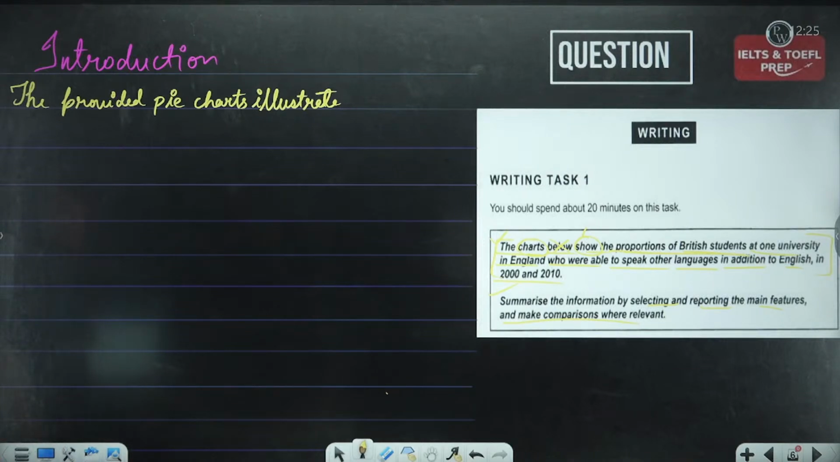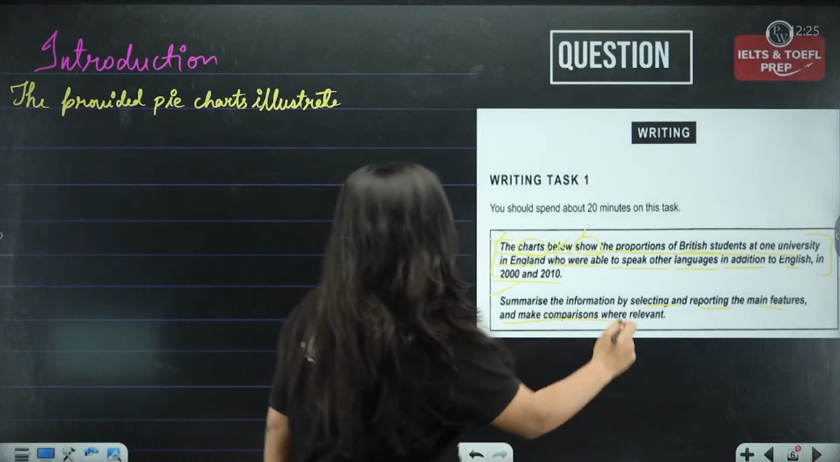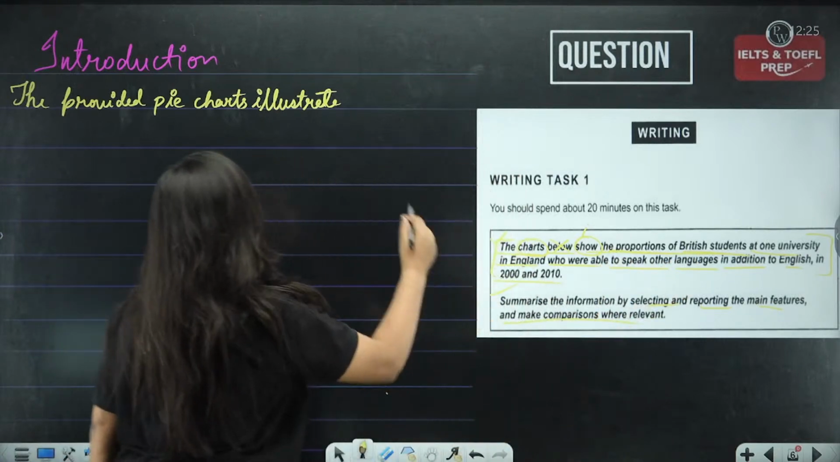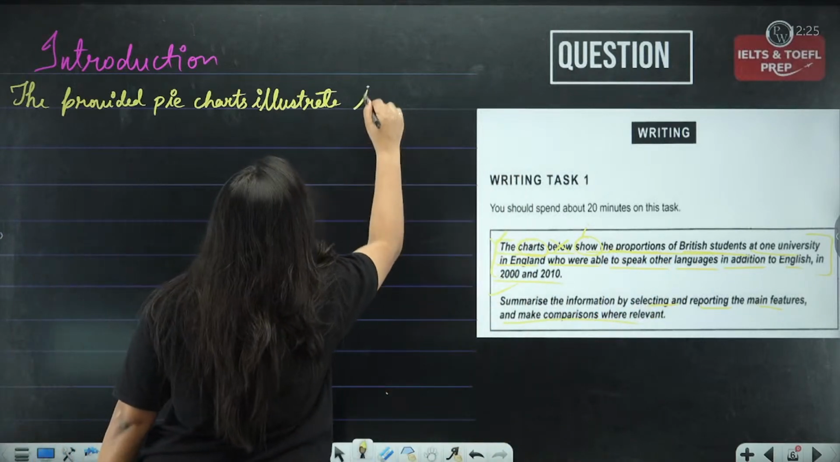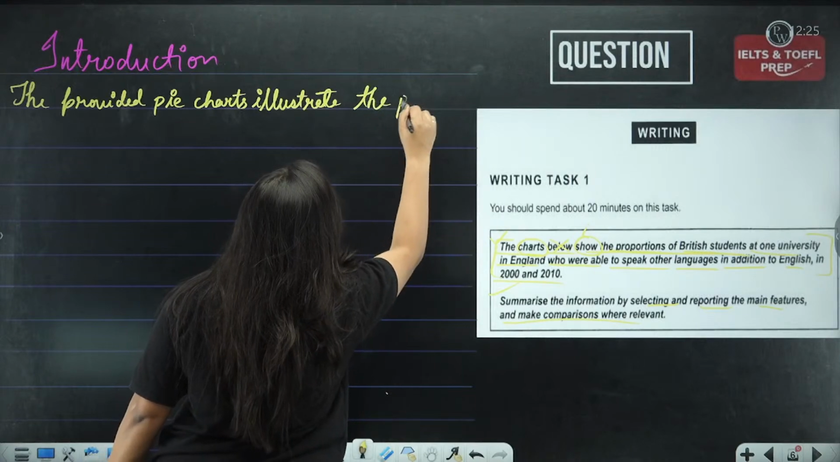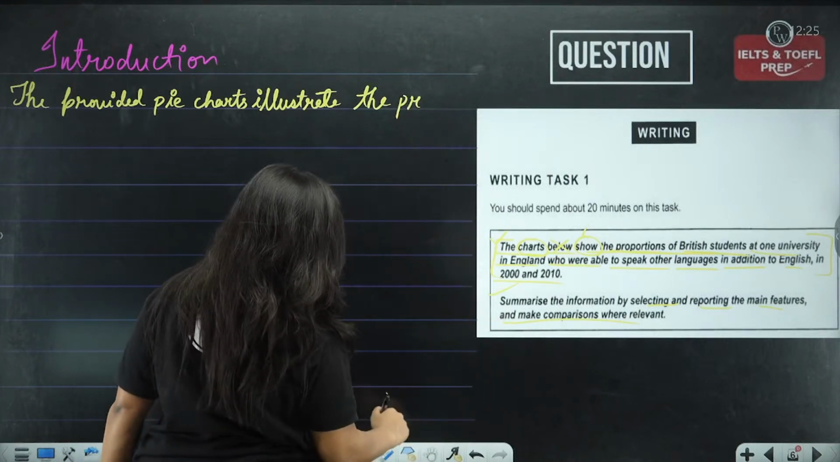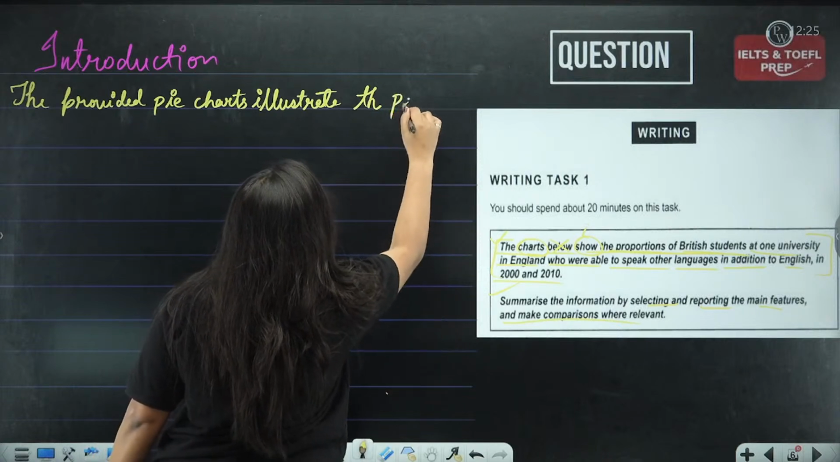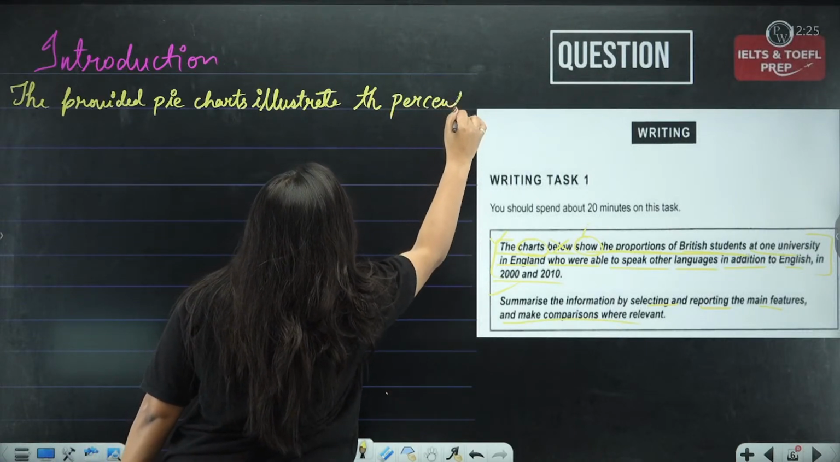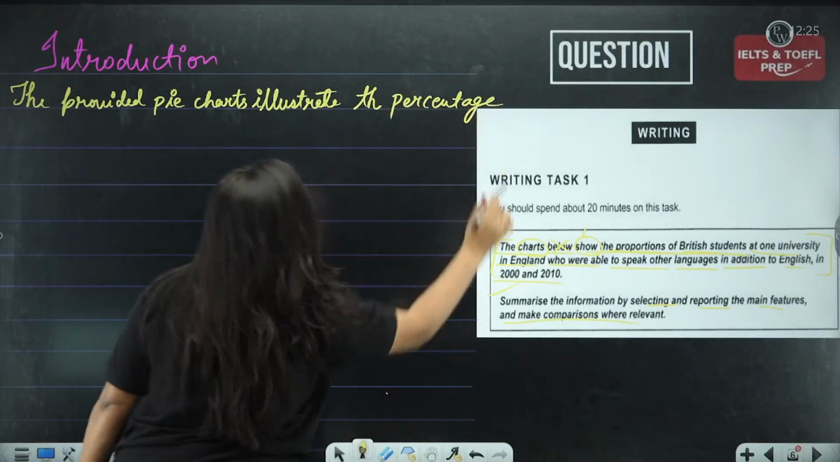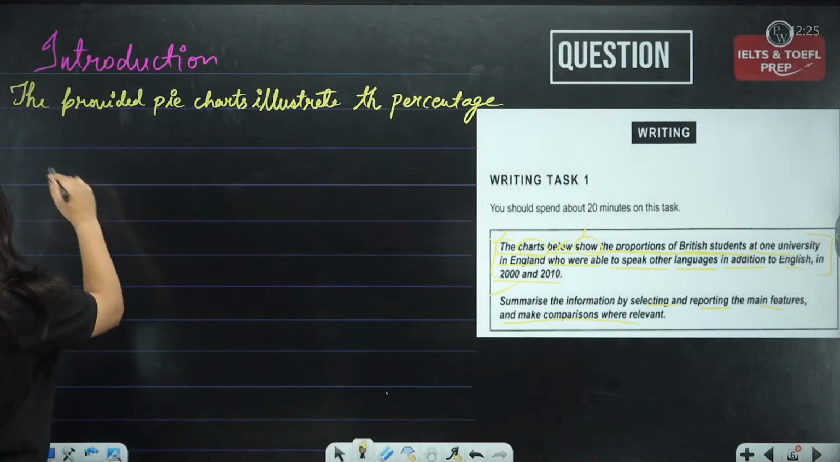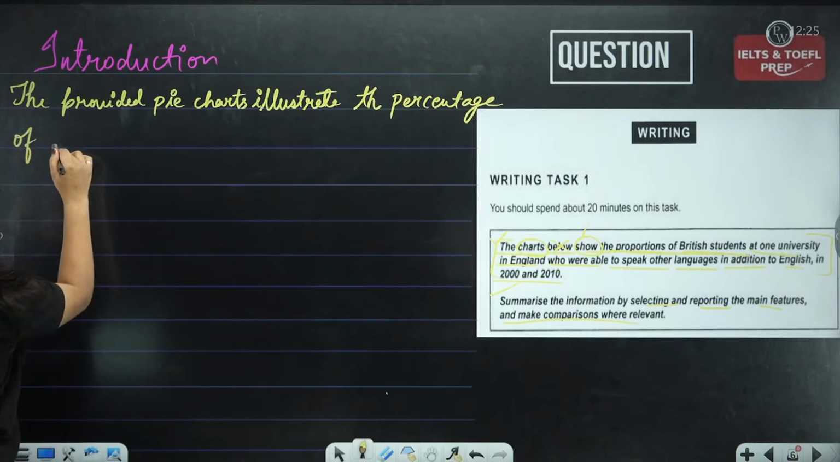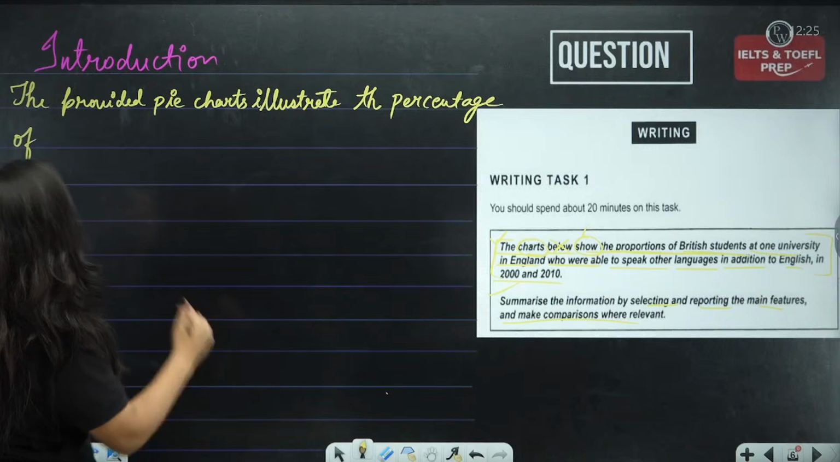Now, so what did I write? The provided pie chart illustrate about what? Illustrate the proportion. ठीक है? तो हमने क्या करा? Illustrate the percentage of British students.